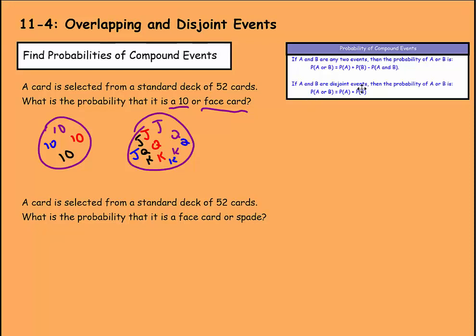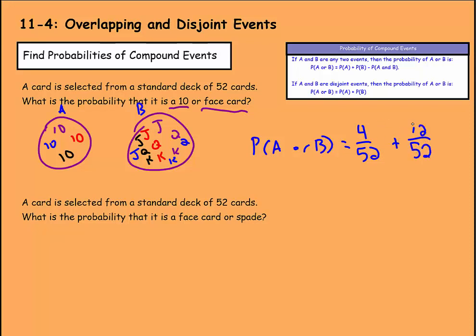So if we use our formula here, we're looking for the probability of A or B. This would be A, this would be B. So the probability of A or B would equal the probability of A, which would be 4 out of a total of 52, so 4 out of 52, plus the probability of B, which would be a total of 12 out of 52.